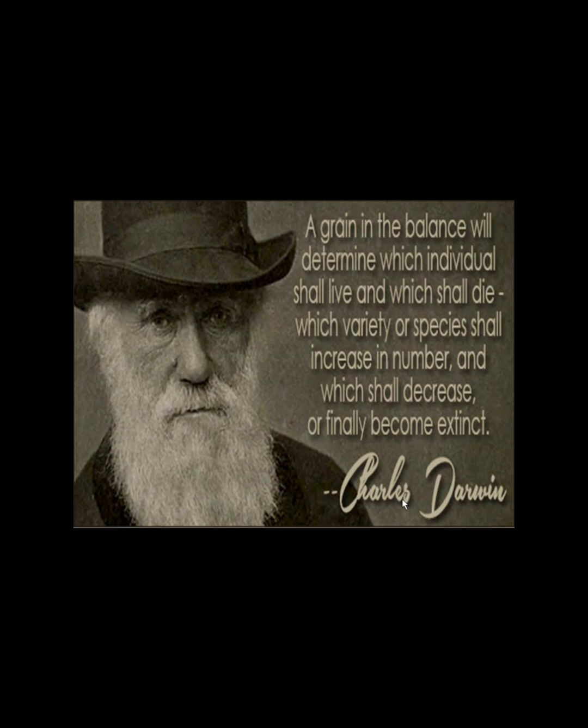And the last one here says, "A grain in the balance will determine which individual shall live and which shall die, which variety or species shall increase in number and which shall decrease or finally become extinct." This is simply survival of the fittest. If the woodpecker has special adaptations for it to live in the bark of trees by boring holes using its bill or beak, using its sharp claws to hold on to the tree, then it has wings for flight to go out to seek food to feed itself and its young ones. By so doing, it's able to adapt in its environment. All these forms of evolution have enabled it to adapt very well in its environment.